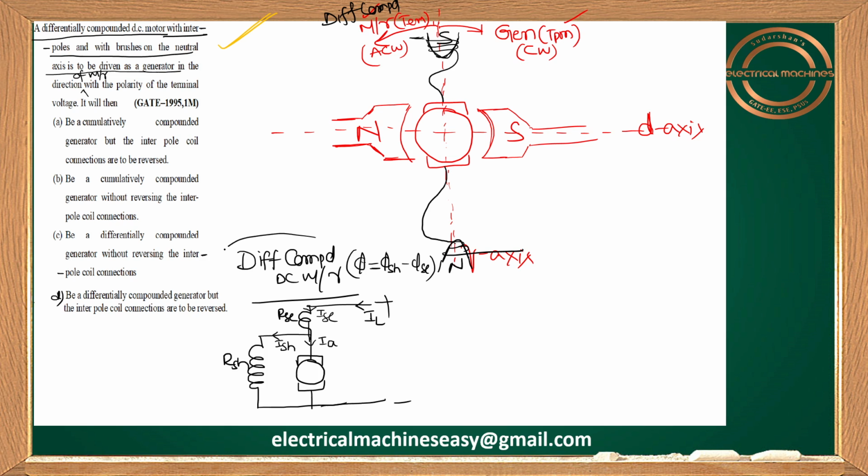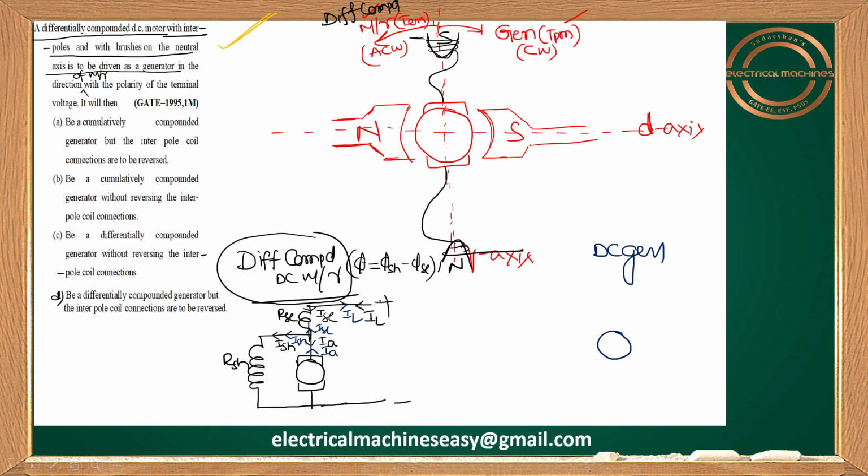So now we just want to use this motor as a generator. Let me use a different color here. You just want to use this machine as a DC generator now. So my question is, if it is acting as a generator, what will be the direction of IA? Upwards. The direction of IS will be like this, the direction of ISC will be like this, and the direction of IL will be like this.